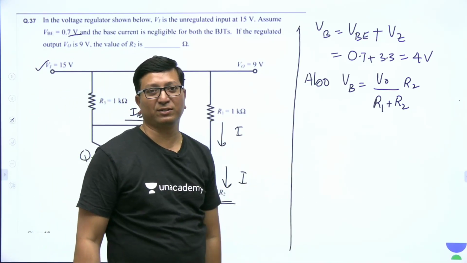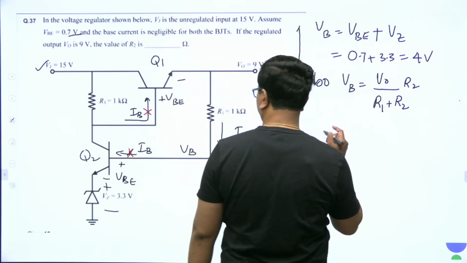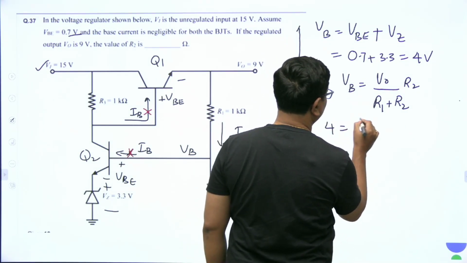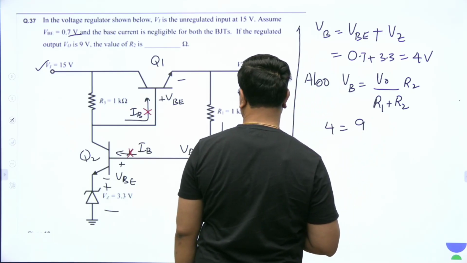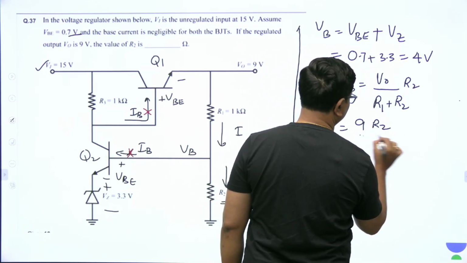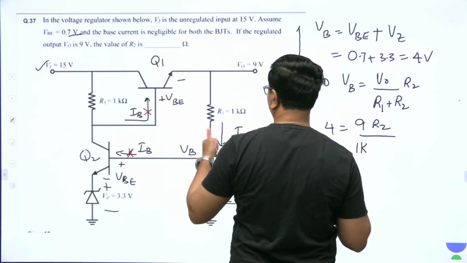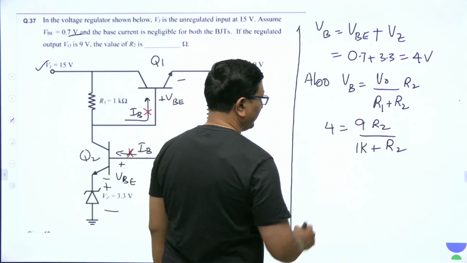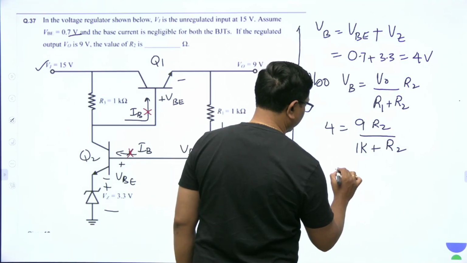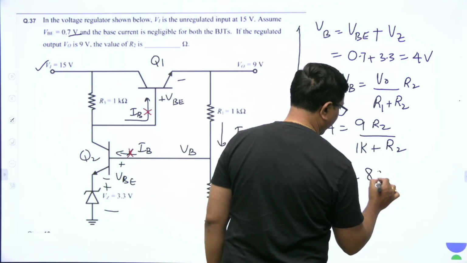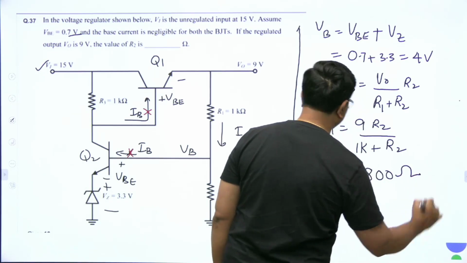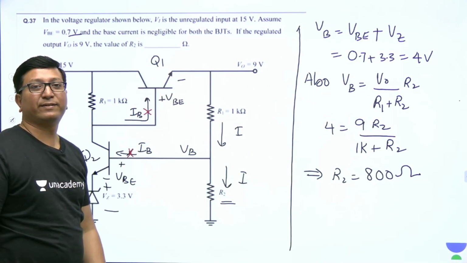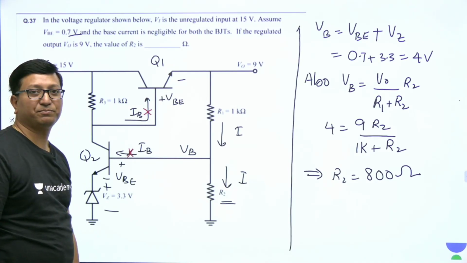Such a simple question they have asked. So VB is equal to 9 into R2 by R1, which is 1 kilo ohm, plus R2. So if you solve for R2, you will get it to be around 800 ohms. They are asking us to find the value of R2 in ohms only. Its answer is 800 ohms.